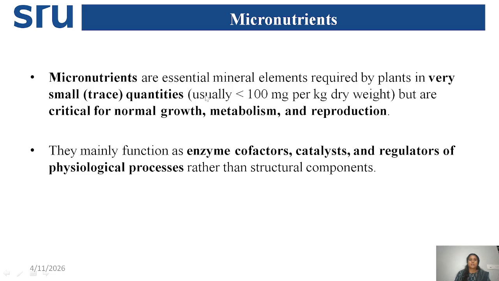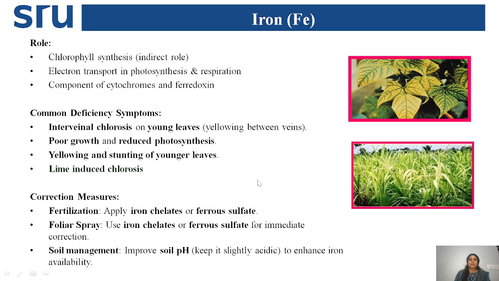These micronutrients are mainly involved as cofactors and catalysts rather than structural components. So we will cover them one by one. Iron is the most important micronutrient. Iron is majorly involved in chlorophyll synthesis, but it is not in its structure. It has an indirect role.